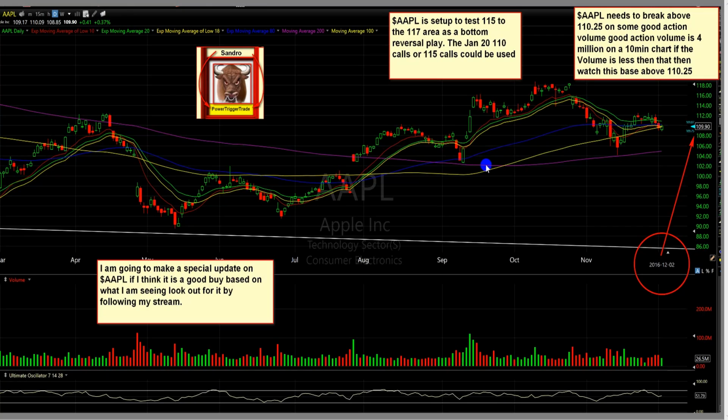I see a lot of good reasons for Apple to attempt to test these 115, maybe even higher, the 118 area. Unfortunately, we need to see the action towards those numbers first. However, the downside of what I'm looking at is very minimal here, and the odds favor it going higher based on a lot of things I'm looking at. That's why I'm making this specific update. There's a lot of negativity regarding Apple, but it looks like they want to push this stock higher.